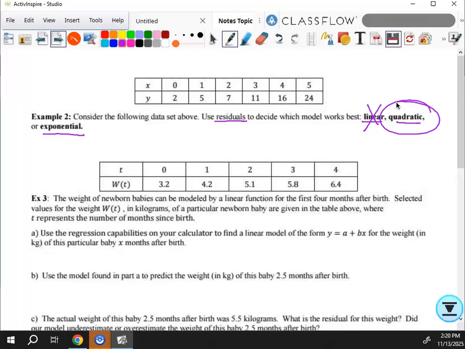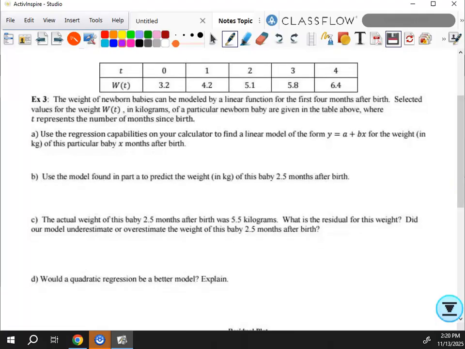All right, so then we have the weight of the newborn babies. Okay, we've used this function a few times. So go ahead and type this data in while I read it to you. The weight of the newborn babies can be modeled by a linear function for the first 4 months after birth. Selected values for the weight, W of T in kilograms, of a particular newborn baby are given in the table above, where T represents the number of months since birth. It says, use the regression capabilities on your calculator to find the linear model for the weight in kilograms of this particular baby X months after birth.